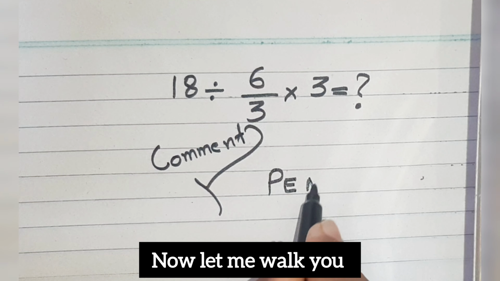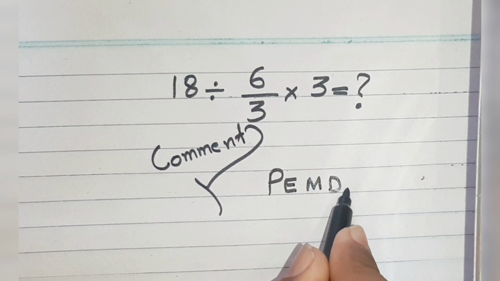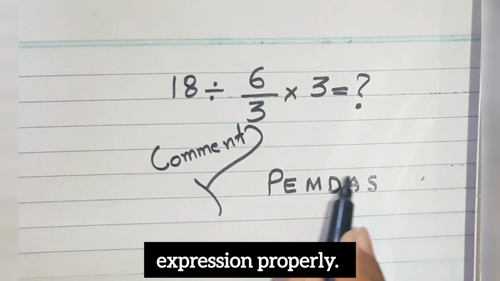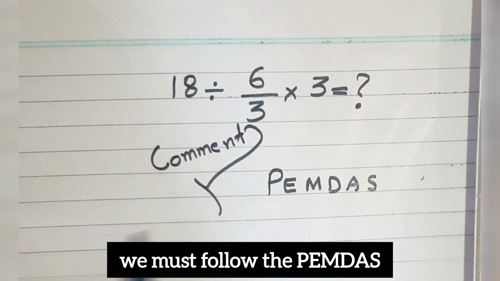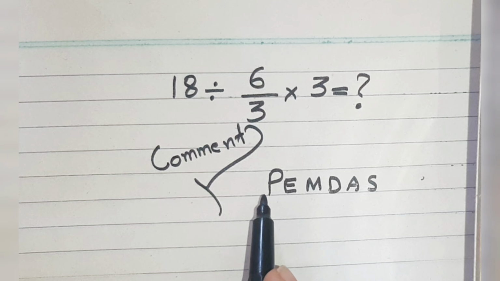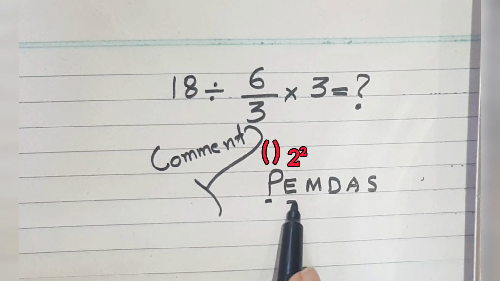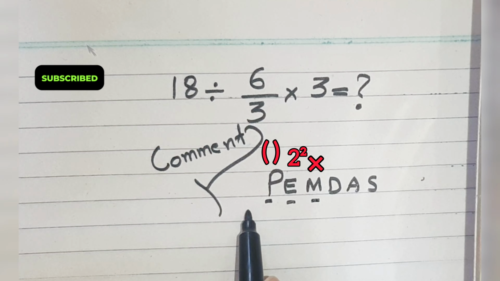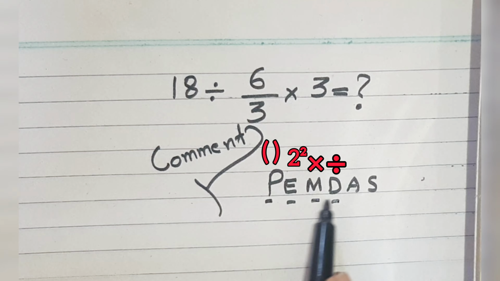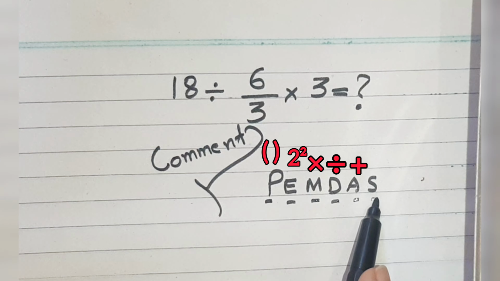All right. Now let me walk you through, step by step, how to solve this expression properly. To solve this question, we must follow the PEMDAS. In this rule, P stands for parentheses, E stands for exponent, M stands for multiplication, D stands for division, A stands for addition, and S stands for subtraction.